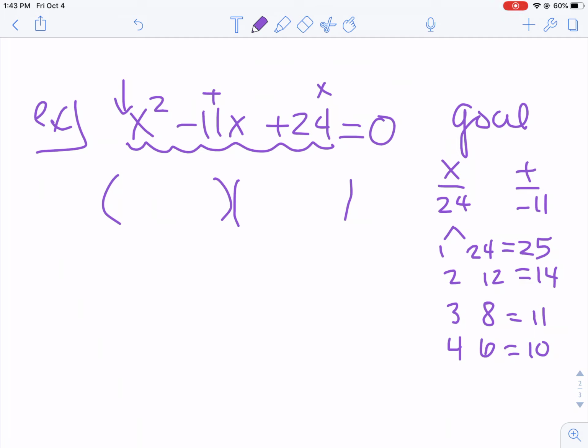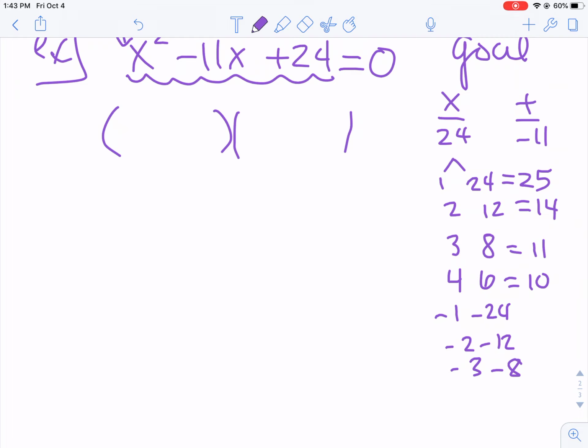But if you remember, two positives make a positive, but also two negatives. So I could do negative 1 and negative 24, negative 2 and negative 12, negative 3 and negative 8, okay? Or negative 4 and negative 6. But I know that it's going to be negative 3 and negative 8. So those go in here. x minus 3, x minus 8 equals 0. So this is what we did on Wednesday or Thursday, depending on what day you had me.